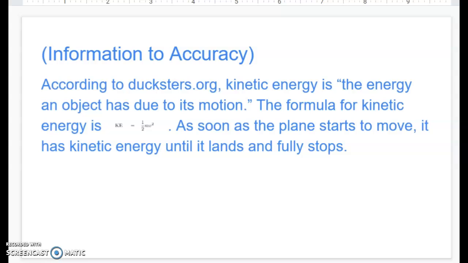So, for example, if a flying airplane is 46,000 kilograms and it's moving 600 miles per hour, we would use the formula, which is 1/2 times the mass times the velocity squared, and you will get that answer, so you would know how much kinetic energy that plane was using at the time.